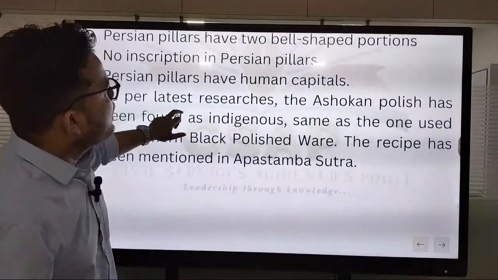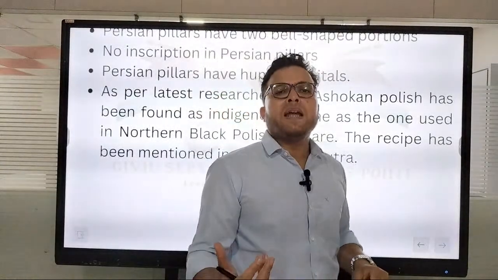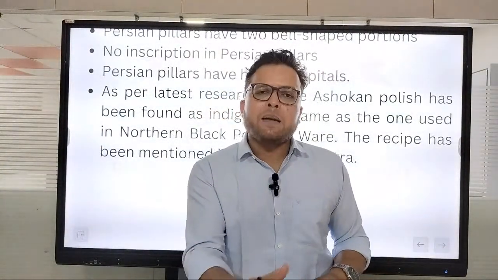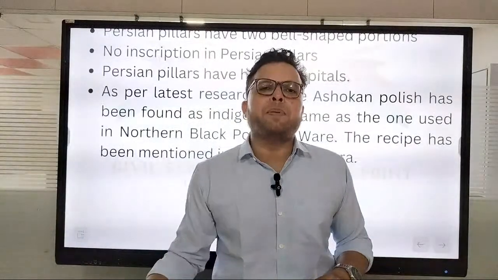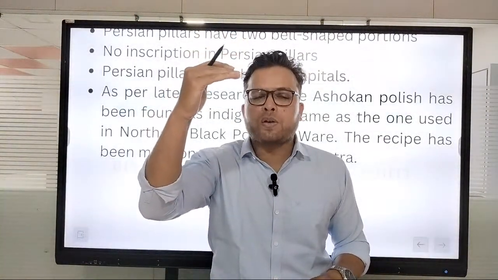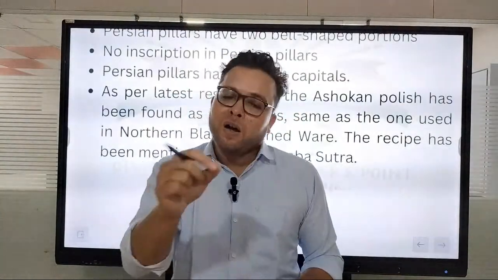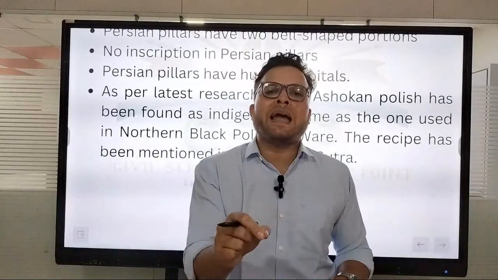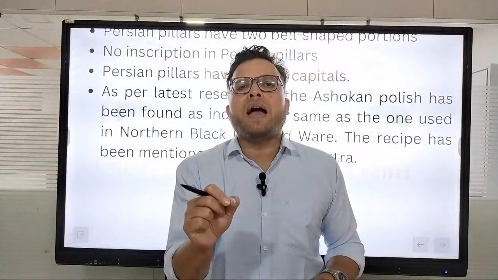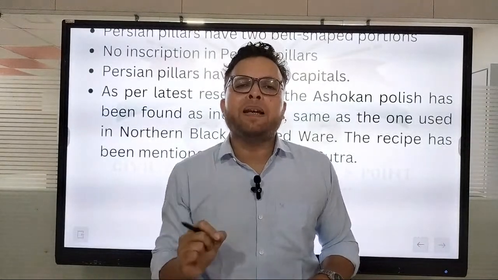Even in the capital, just like I showed you that particular lion, capitals can be human capitals also, lion capitals also. The topmost part of an Ashokan pillar is known as the capital. Capitals can be of animals also, capitals can be of humans also. Persian pillars used to have human capitals, but Ashokan pillars have animal capitals.